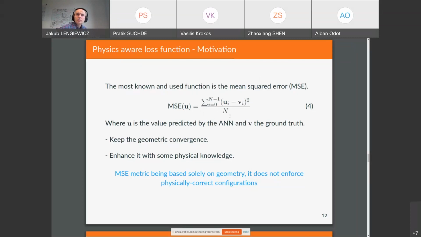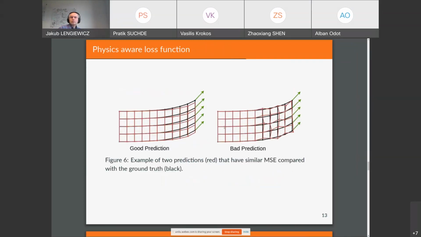It has nice properties such as the quadratic convergence, but for the same error, there are a lot of distributions that produce the same MSE, and not all of the distributions are physically correct. For example, here on the left you have what we will consider an erroneous but good prediction, so it's quite smooth. And on the right, you have an okay prediction if you look at the MSE, but if you look at the physical properties, it's really a mess.